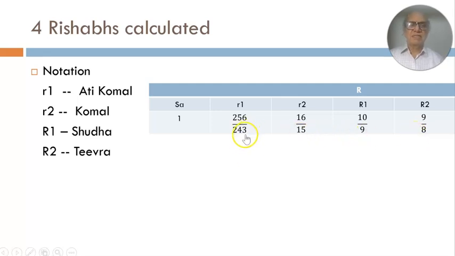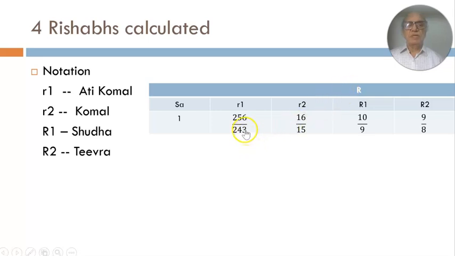I'll leave it as an exercise for the viewer. So these are 256 by 243, 16 by 15, 10 by 9 and 9 by 8. The first two are the Komal Rishabh. So you have Ati Komal, that is R1, R2 is Komal, R1 is Shuddha Rishabh and R2 is Tivra Rishabh. Okay, so we have generated 4 notes for R.